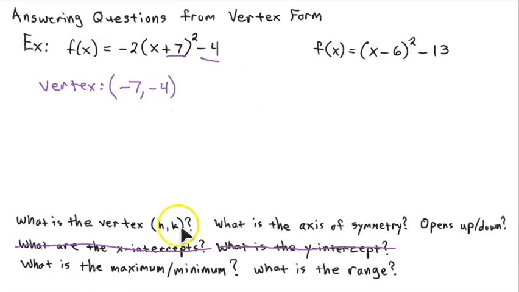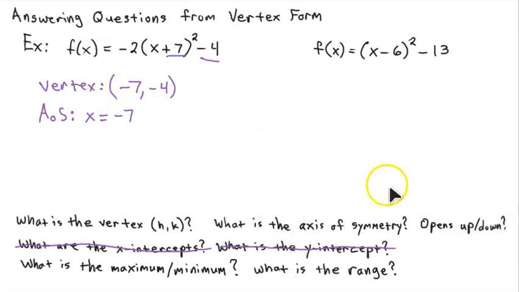The next question we're going to ask is, what is the axis of symmetry? Well, we already learned that, abbreviated as AOS, axis of symmetry. We've already learned that the axis of symmetry is the line x equals whatever h is, which is -7. So the axis of symmetry, this right here, this number, -7, that's the axis of symmetry. x equals that number, -7, okay?